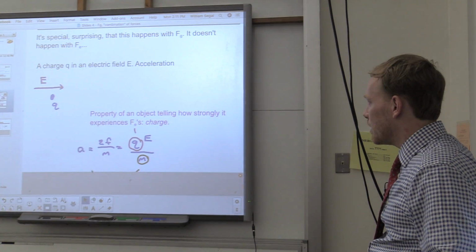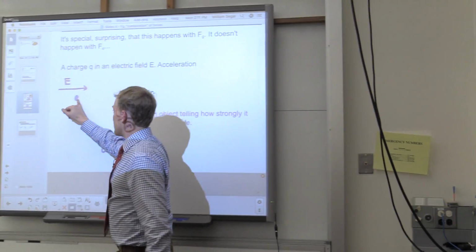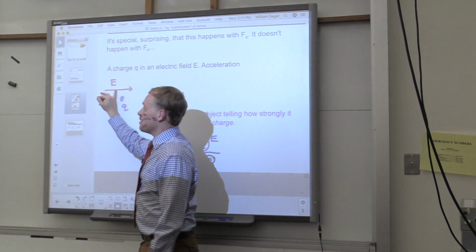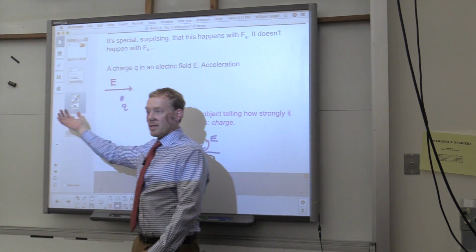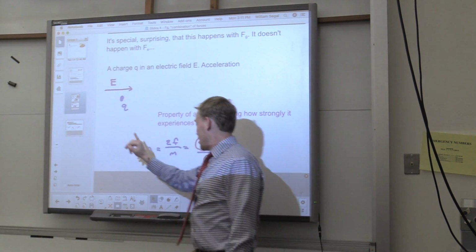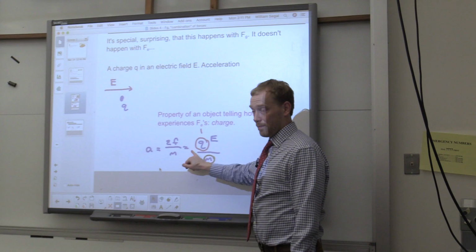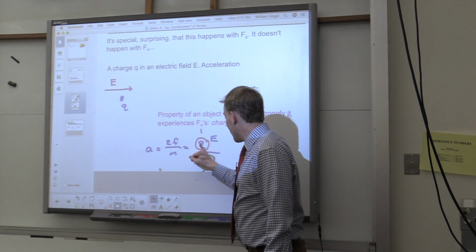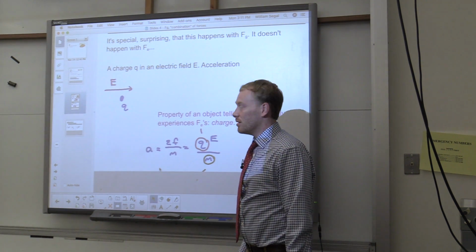You don't need to know this. But again, here's a charge. It's like an electron or something like that. And there's an electric field. There's electricity going around it. There's going to be an electric force on this electron. And here is the expression for how much force: the charge times the electric field.